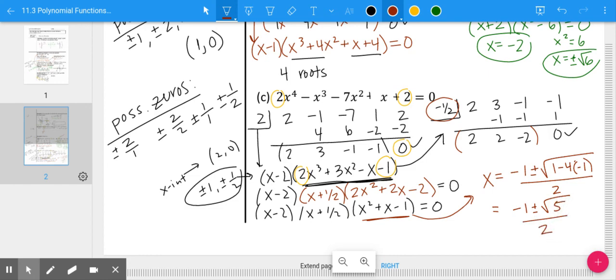And there you go. What I would like you to do is type in your answers to this problem. These are 2 solutions. There are 2 other solutions that you found by factoring. Go ahead and type in all 4 answers.